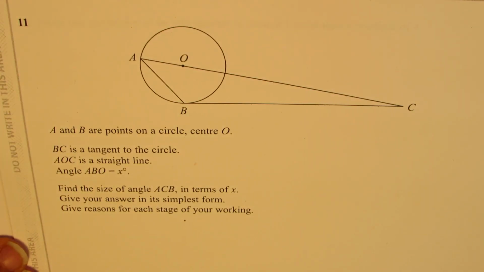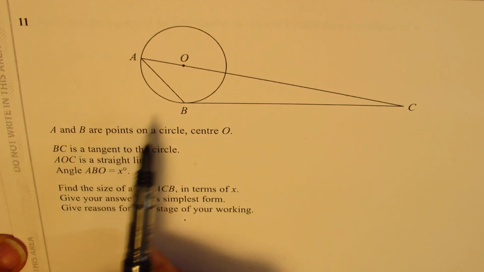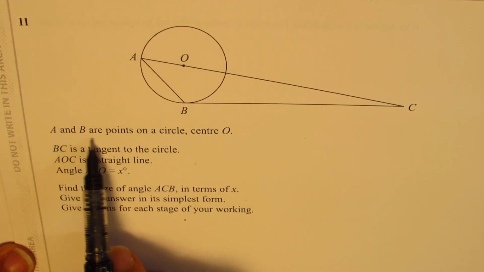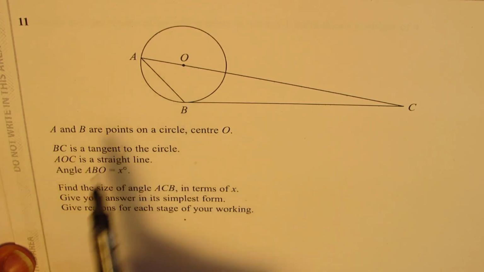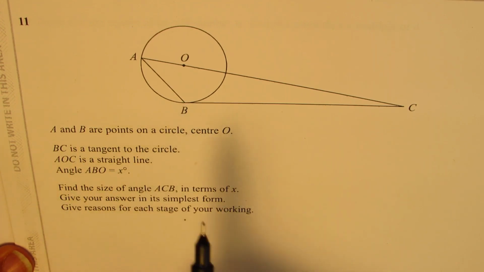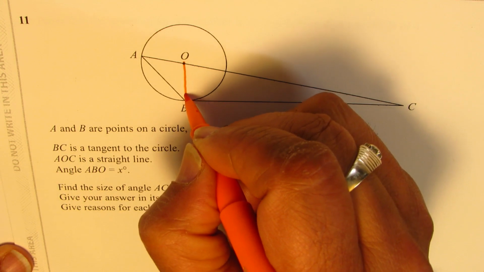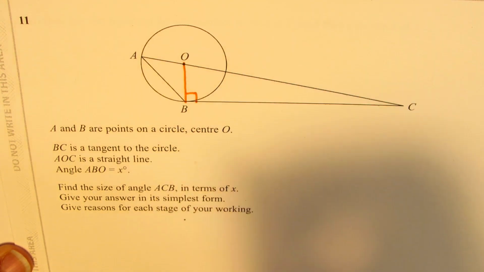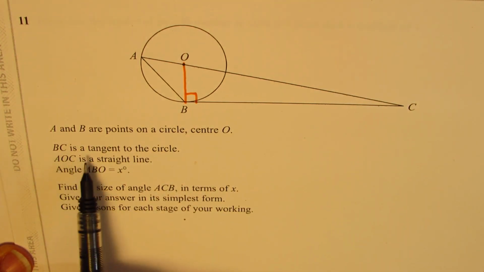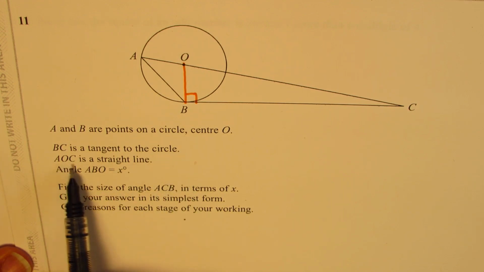Question number 11. So we have a circle here. A and B are the points on the circle with center O. BC is a tangent, so this is a tangent. So that means if I join O with B, then I have a 90 degrees here. BC is a tangent to the circle. AOC is a straight line.